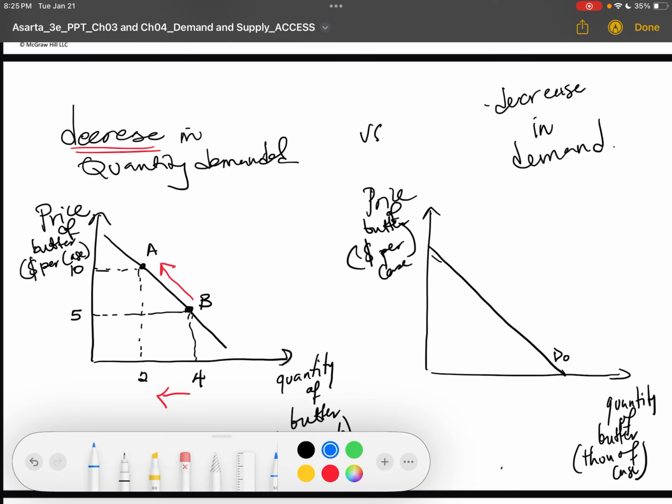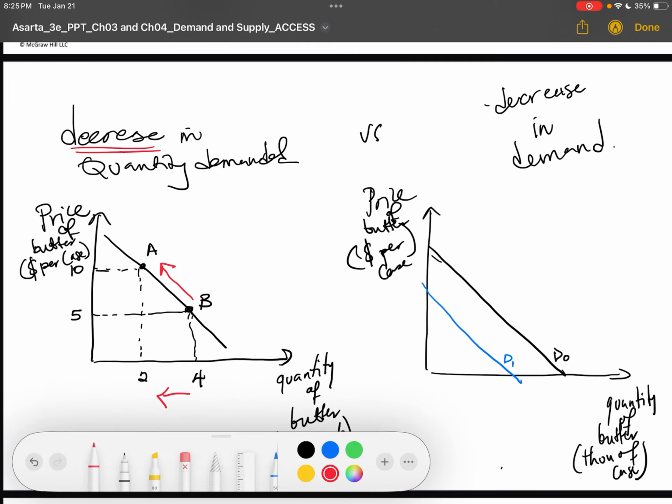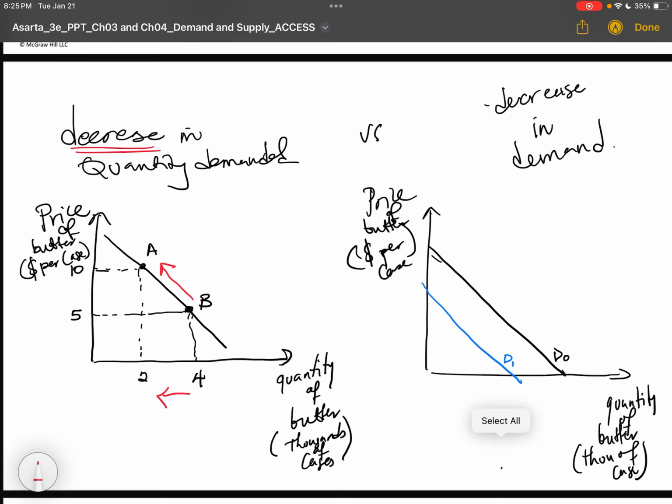So, let me try it. Okay, so in blue, I have my new demand curve. This will be D1, right? And in red, I'm going to use the arrow to show that it's a movement of the entire demand curve to the left, signaling a decrease in demand.